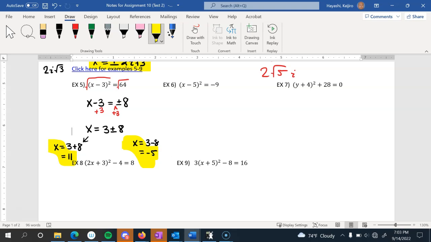If you want, you can take 11 and negative 5 and try them in the original equation. You'll find that if you take 11, you subtract 3, and then you square it, you will get 64. Or if you take negative 5, you subtract 3, and you square it, you will also get 64.